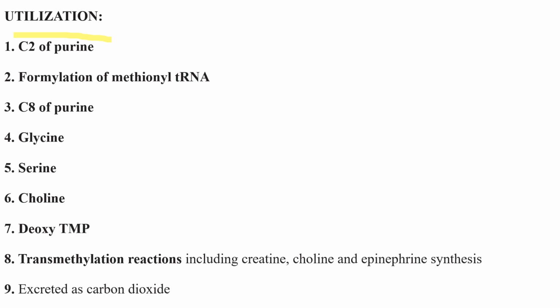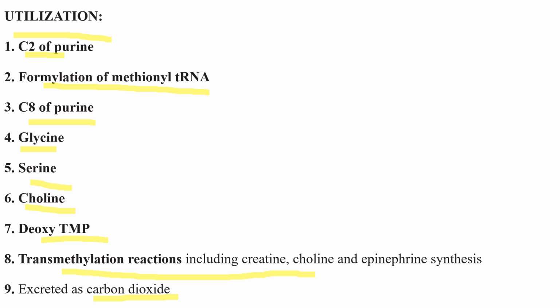And last, utilization of the one carbon groups. So one carbon groups help in synthesis of carbon number 2 of the purine, formylation of the methionine transfer tRNA, and carbon number 8 of the purine, in the metabolism of glycine, serine, choline, deoxy-TMP, and the transmethylation reaction including creatine, choline, and epinephrine synthesis, and also one carbon groups are excreted as carbon dioxide.